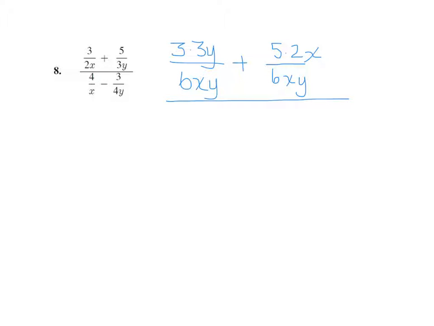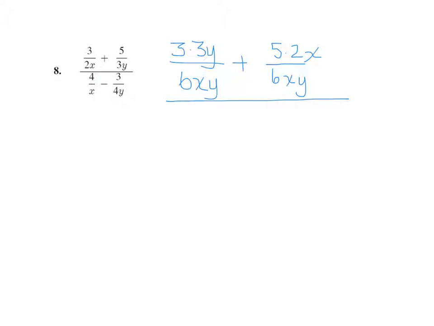So I'm going to have to multiply the top and bottom of the first fraction on top by 3y because that's what's missing. So I'll have 3 times 3y over 6xy. In the second fraction on top, I have a 3y already in the denominator. It's missing a 2x, so I'm going to need to multiply the top and bottom of that fraction by 2x. And I'll have 5 times 2x on top, and I'll have 2x times 3y on bottom again.